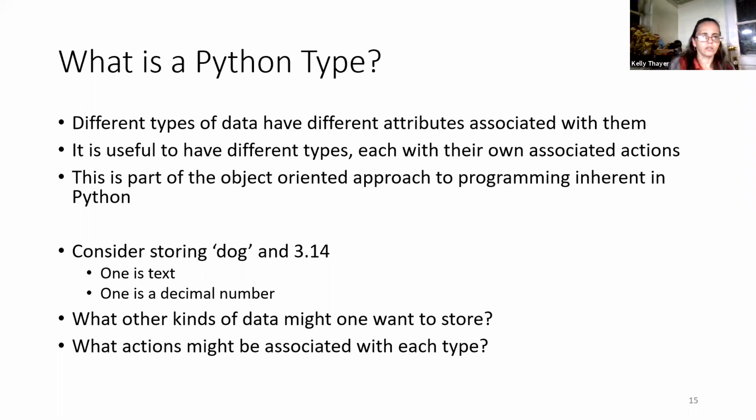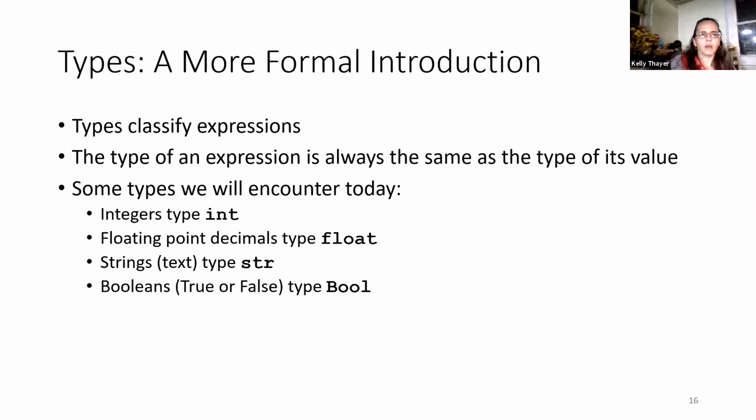So consider storing dog and 3.14. This dog, D-O-G, is text, and this one is a decimal number. We might think about, are there other kinds of data one might want to store, and what actions might be associated with each type. For example, doing addition with the word dog is probably not something that would be useful to define, but addition with a floating point number 3.14, multiplication, division, and so on could be extremely useful.